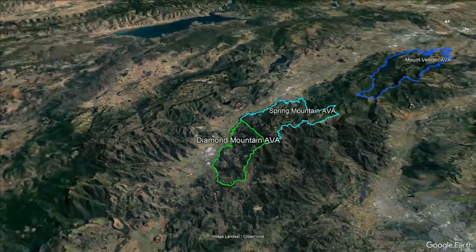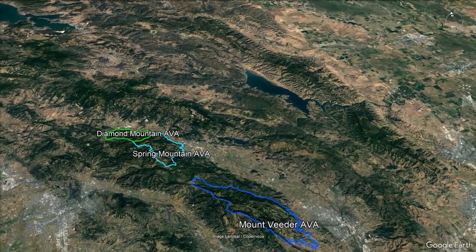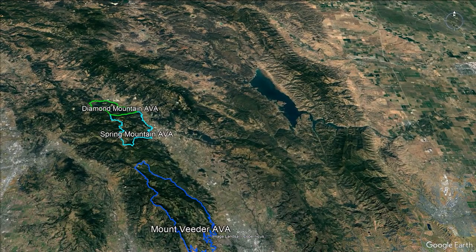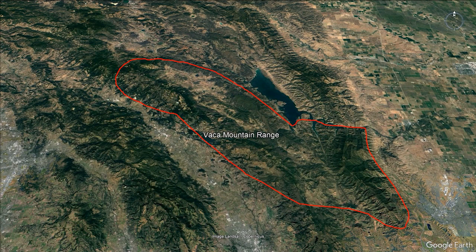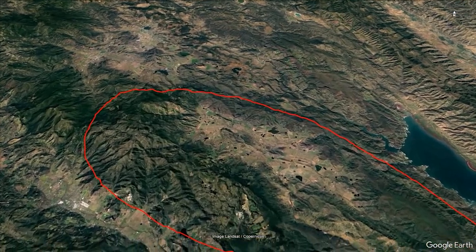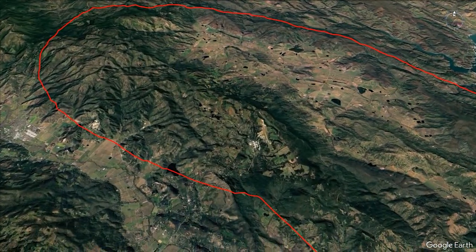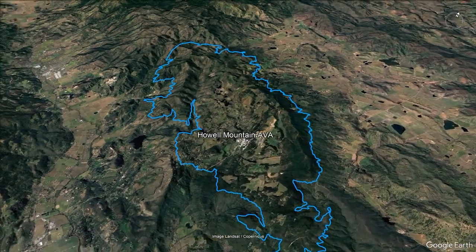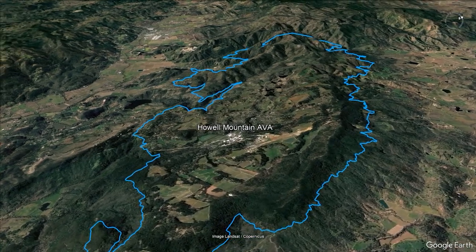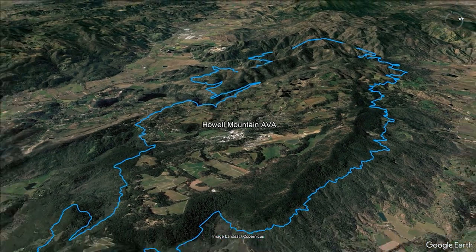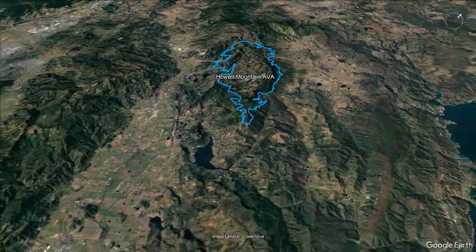So that completes our western area of the Mayacamas. Next, we have the Vaca range, which also has three main AVAs in it that they require you to know. First of all, in the northern section is Howell Mountain, which is the warmest and driest of the mountain AVAs. It must be, by law, above 430 meters, and vineyards tend to go up to about 800 meters here. And of course, a lot of this is west and southwest facing.